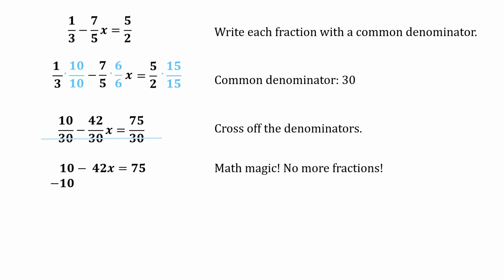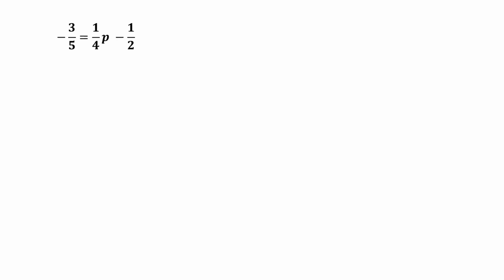equation. So I'm going to subtract 10 from both sides. That's going to give me negative 42x equals 65. I'm going to divide both sides by negative 42, and I'm going to get the answer of negative 1 23 over 42. What happens if I have the variable on the right-hand side?